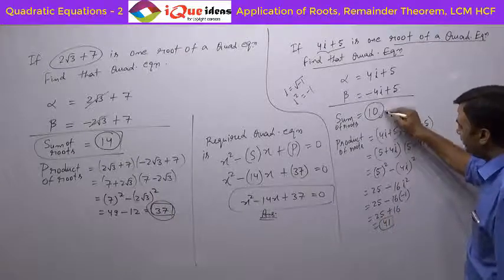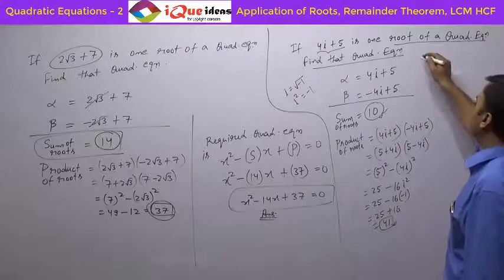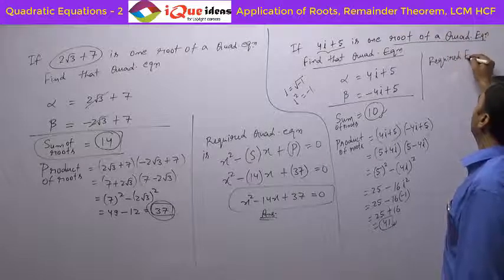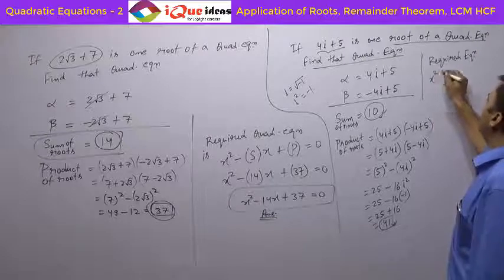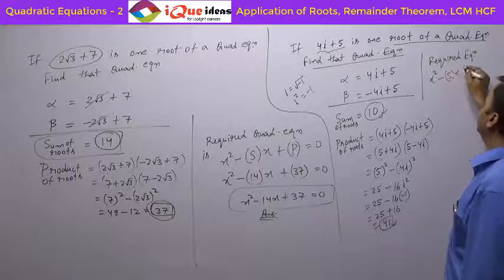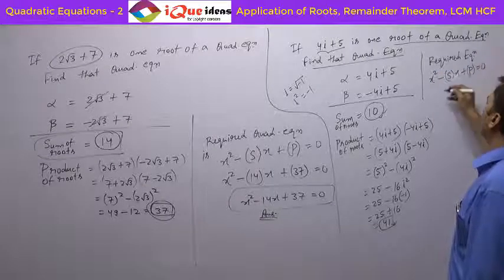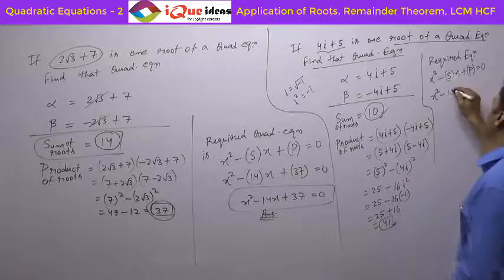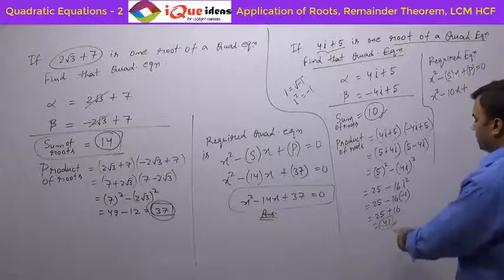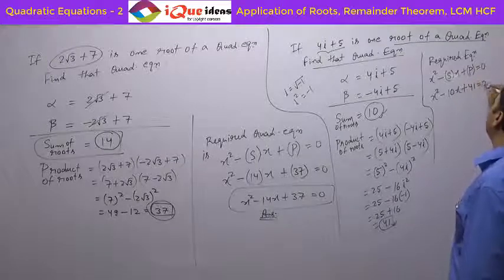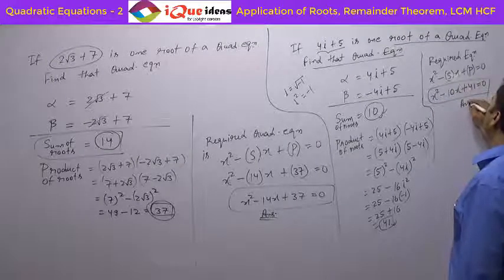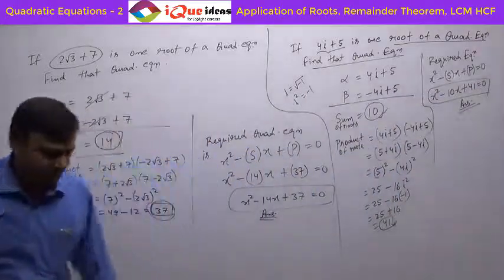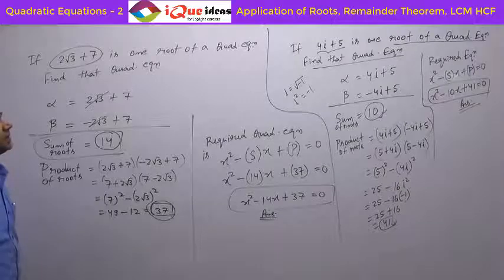So the sum is 10, product is 41. So the required equation is given as x square minus the sum of roots into x plus the product of roots equal to 0. So it is x square minus the sum of roots, which is 10, so 10x, plus the product of roots, which is 41, so plus 41 equal to 0. Right? This is the required answer. Okay, now let's take a couple of more questions and then we'll go to the next part.